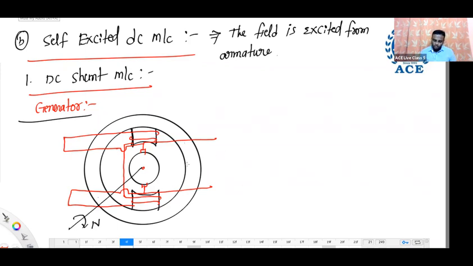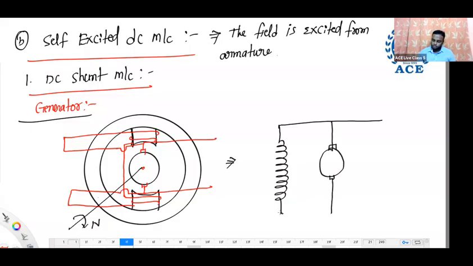So this is direct machine representation. Now let's see the equivalent circuit of shunt machine. This is the field winding. And here one interesting thing is, armature and field winding, both are in parallel.